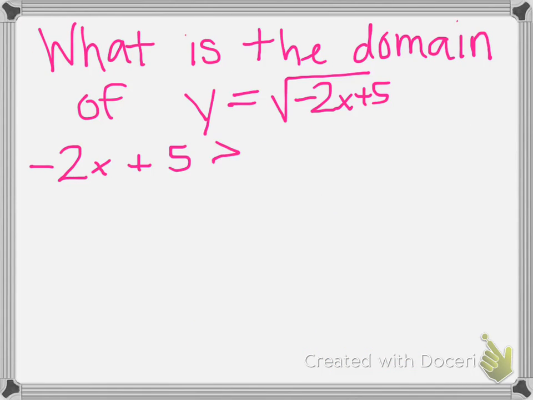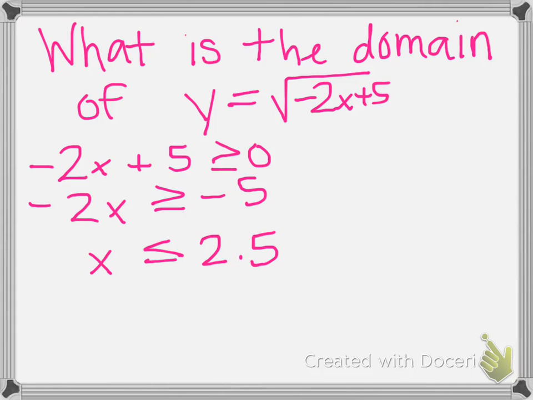What is the domain of the square root of negative 2x plus 5? We're going to do the same thing. So we're going to take what the radicand is and set it greater than or equal to 0. So we have negative 2x plus 5 is greater than or equal to 0. So then we'll subtract 5 from both sides and then divide by negative 2. Remember, when you divide by a negative, you're going to flip your inequality. So we're going to end up where x is less than or equal to 2.5. So therefore, our domain is all real numbers less than or equal to 2.5.